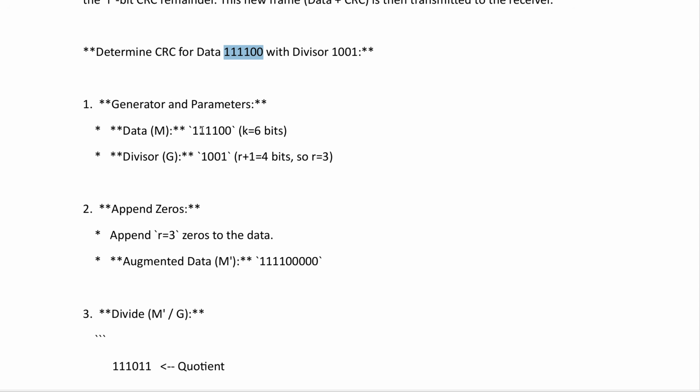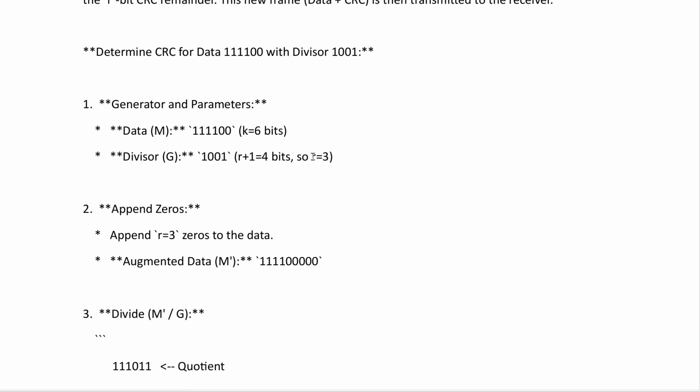This is the original data M. The number of bits in this original data is 6, that is, the value of k is 6. The divisor is 1001. How many bits are there? 4 bits. 4 bits means the value of r plus 1 is 4. Remember, students often commit mistakes here. They take the value of r as 4, but here the value of r plus 1 is 4.